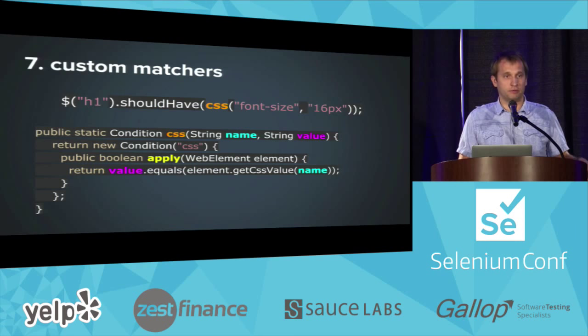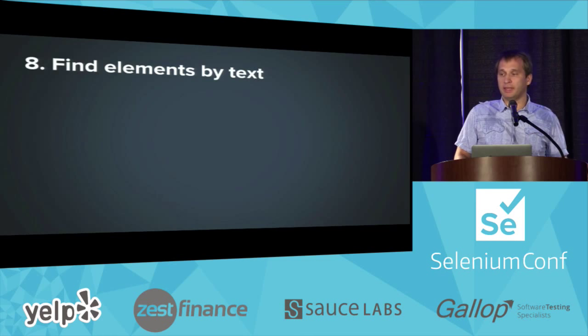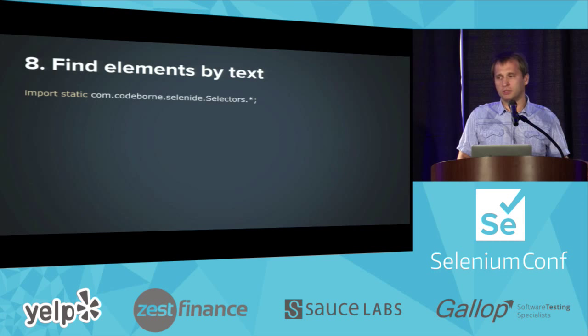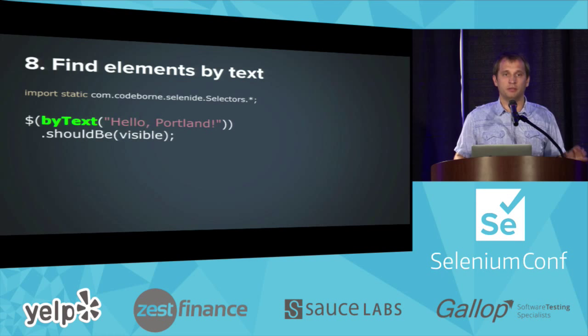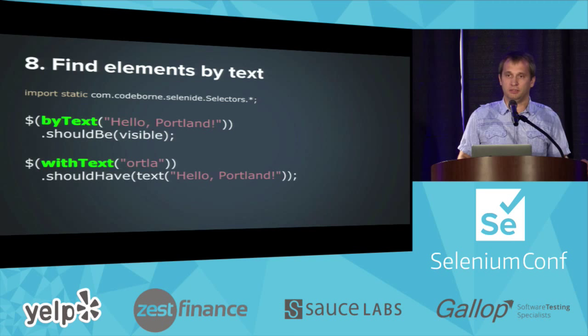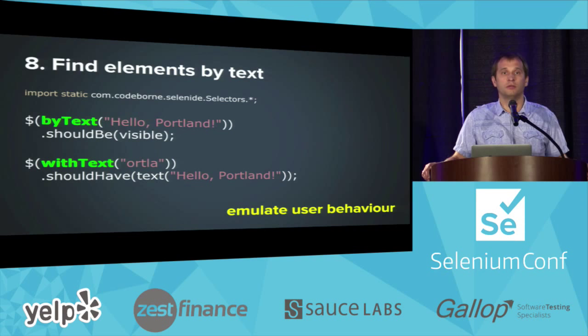In Selenide, you can find elements by text. This is something that Selenium cannot do directly. And actually, it's very convenient. So this line will find an element by entire text. And this line will find an element by substring, subtext. And I personally think that it is a very good idea to search elements not by ID or CSS locator or XPath, but by text. It's a good idea because it actually emulates real user behavior. This is how users find elements. Users do not find elements by ID or class. Users just see text and colors.